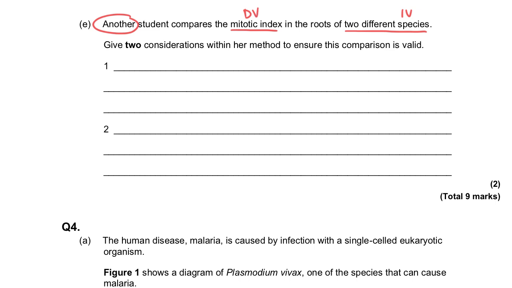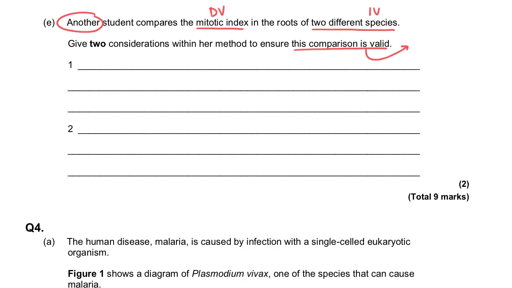Give 2 considerations, so 2 things that she needs to consider within her method to ensure this comparison is valid. And validity relates to the ability to say that your results are directly measuring what you set out to. So really, we're talking about what can I control? And there were lots of fantastic answers for you guys, really, really good. So very impressed, well done. And I'm just going to list the marks that you could have had for this because it's probably easier that way.